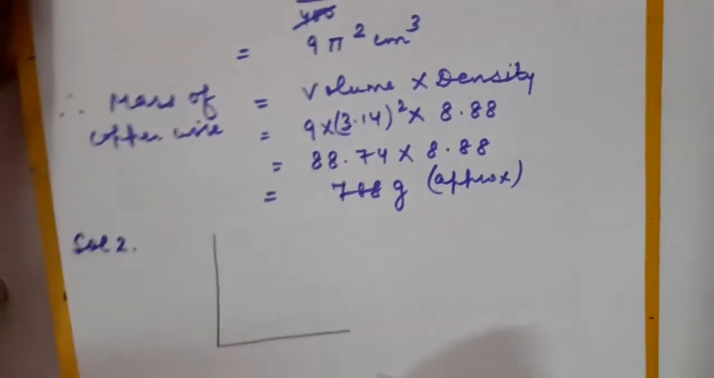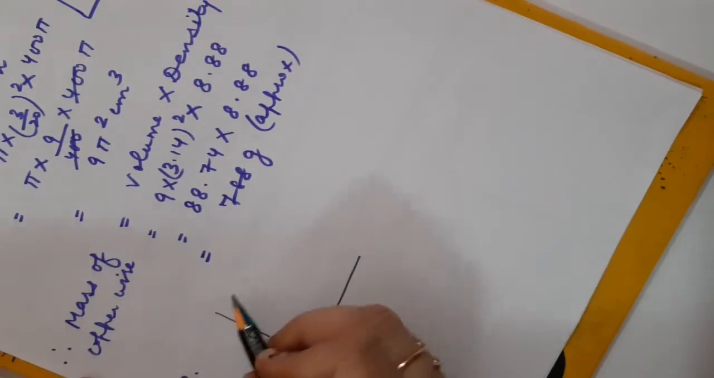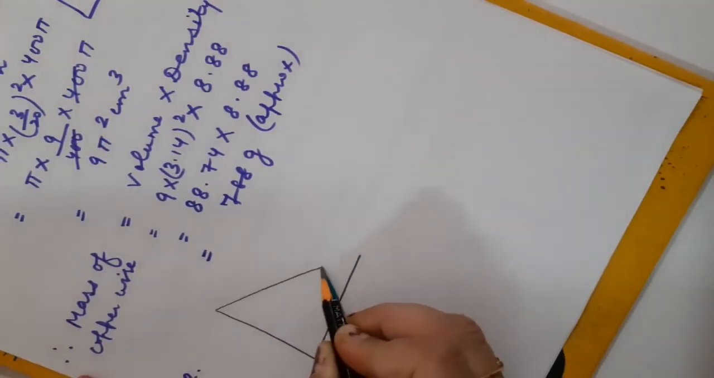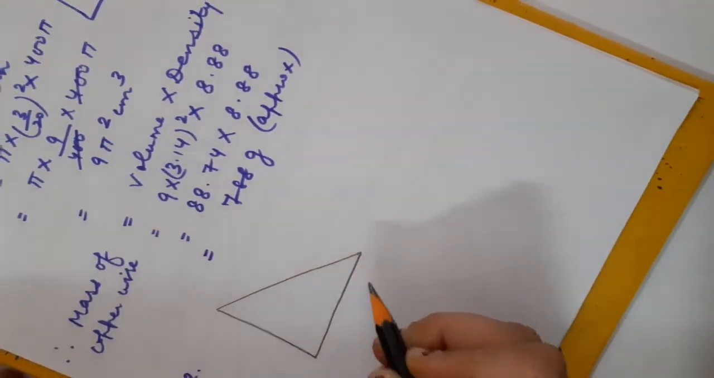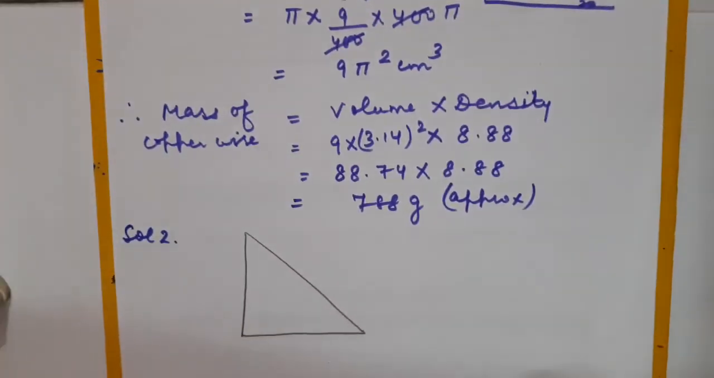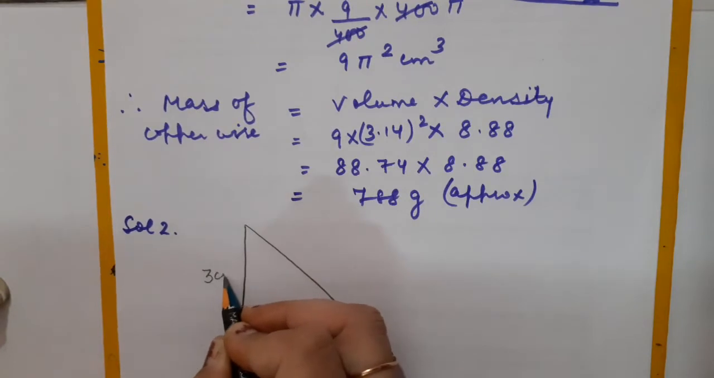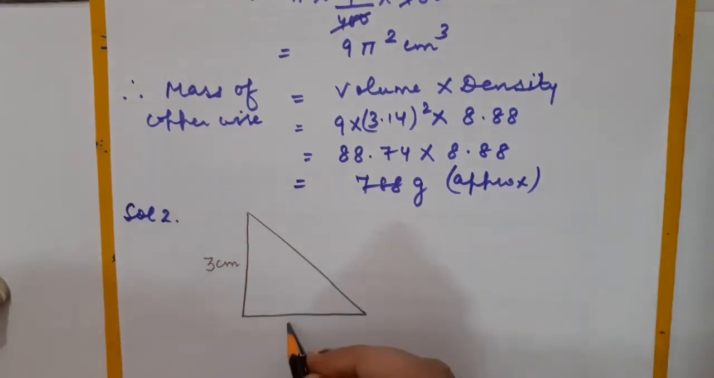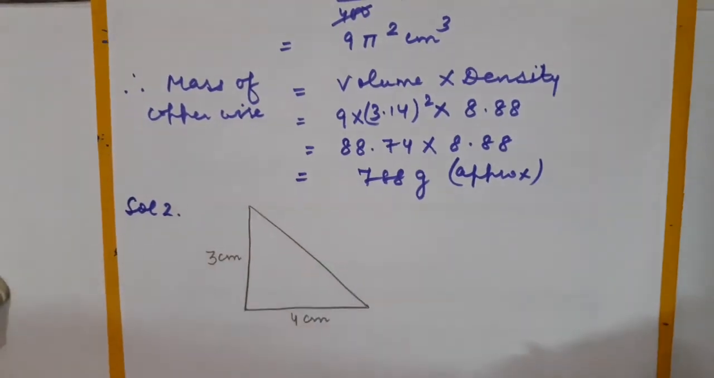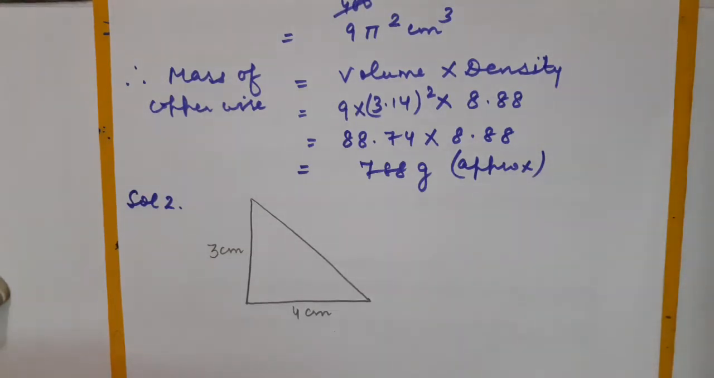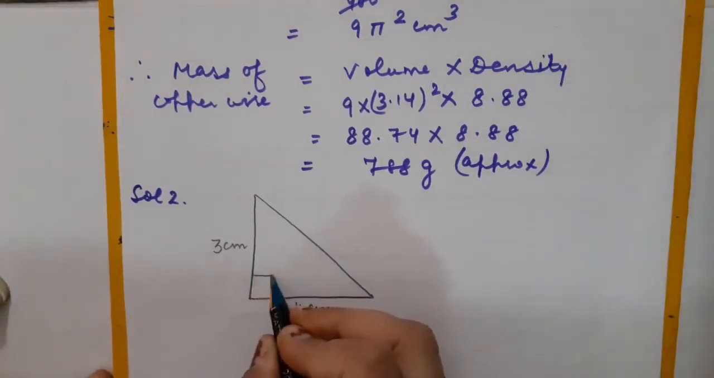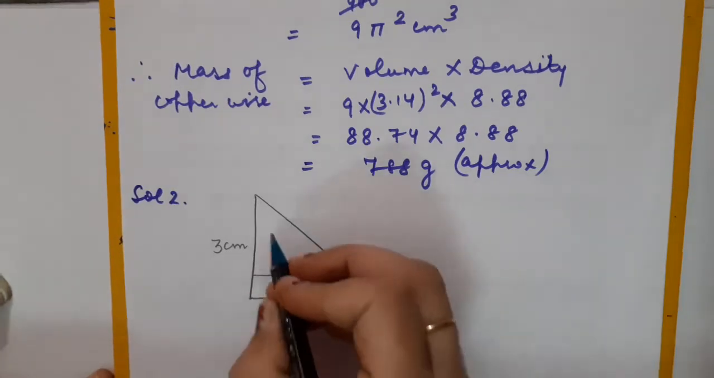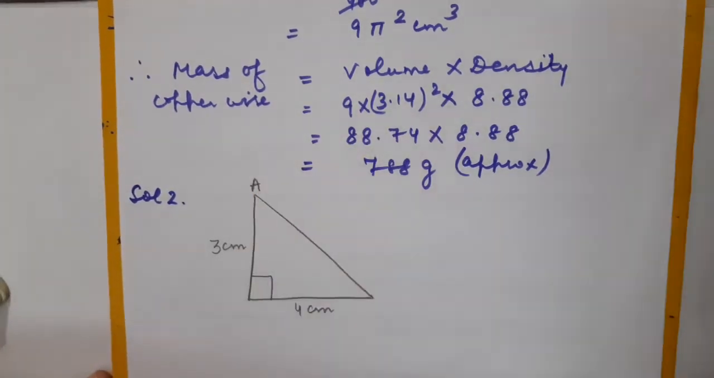What is said in the question? That it has two sides given other than the hypotenuse. One is 3 centimeter and another is 4 centimeter. Correct? So I am writing the perpendicular as 3 centimeter and the base as 4 centimeter. And here I am showing 90 degree. Correct? So let us give the names, that is A, B and C.